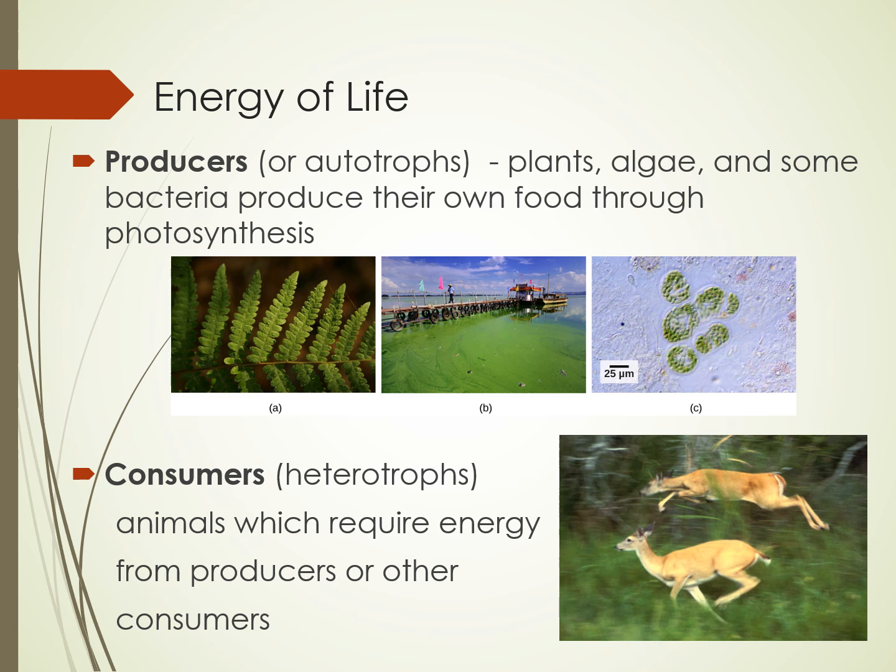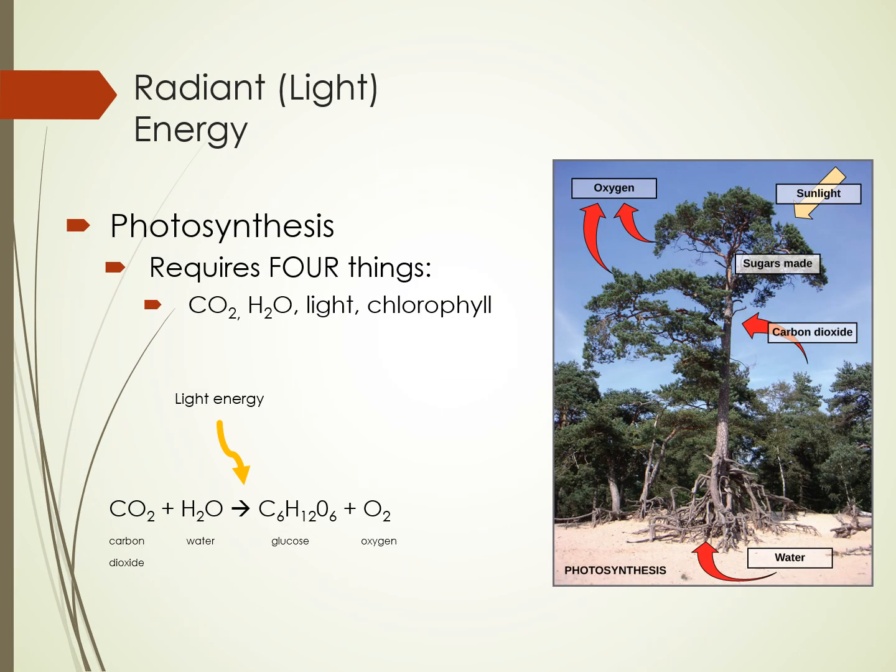All energy available on Earth can be traced back to the sun. The radiant or light energy from the sun is used to drive photosynthesis, which also uses carbon dioxide from the air and water from the ground in combination with chlorophyll molecules in leaves to produce glucose and oxygen. This glucose is used by the producer as a food source, and the oxygen is a byproduct which we breathe.